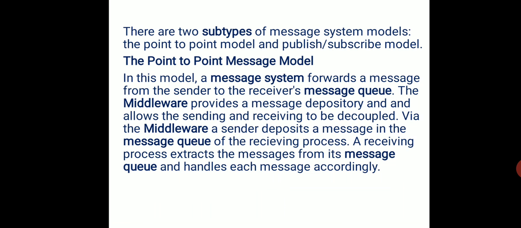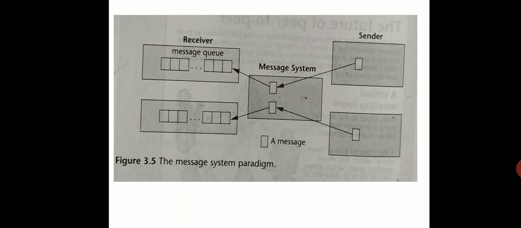See here, there are two subtypes of message system models, the point to point model and the publish subscribe model. The first one is the point to point message model. In this model, the message system forwards a message from the sender to the receiver's message queue. The message system is the middleware, a software which acts as an intermediary between sender and receiver.